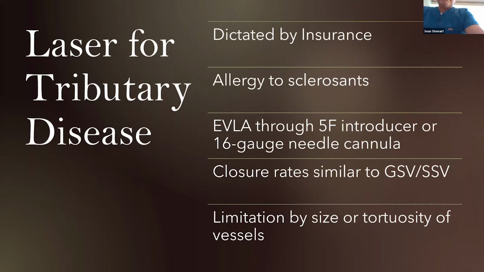I usually cannulate these tributary veins with a 16-gauge needle and place the laser fiber through the needle because it's hard to get a full introducer into some of the smaller tributaries. Laser closure of multiple segments of a diseased tributary can actually provide definitive treatment with closure rates equal to thermal treatments of axial veins. Obviously, we're limited here by vein anatomy. It's not my first choice, but you can make it work.